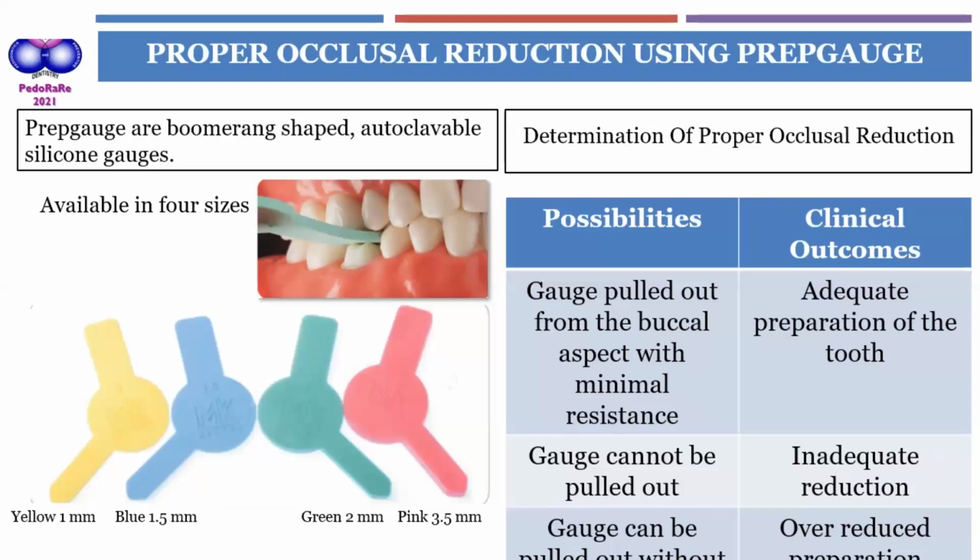You just have to keep it and check whether the gauge passes through, and that's wonderful. You can measure it, which becomes easier. Now, what are the possibilities? If the gauge can be pulled out from the buccal aspect with minimal resistance, it is adequate preparation of the tooth. If the gauge cannot be pulled out, then you can expect inadequate reduction. If the gauge is pulled out without any resistance, then it is over reduced. If it's slightly more, it's okay, but if it's lesser, then it becomes difficult for placement of the crown.